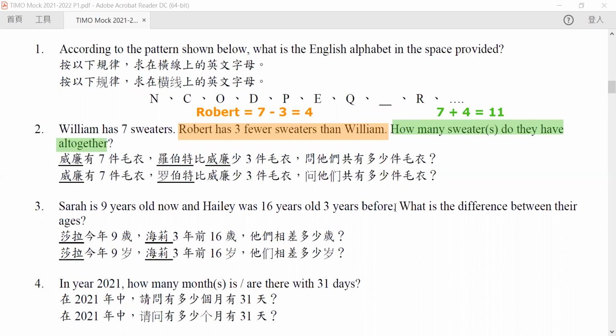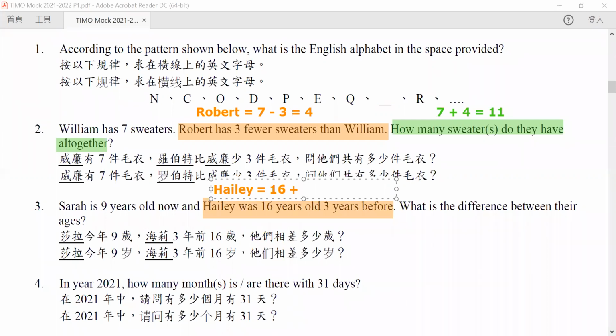So for question number 3. Sarah is 9 years old now, and Hillary was 16 years old 3 years before. What's the difference between their ages? Now, again, since we have a statement like this, Hillary was 16 years old 3 years before. So what is her age now? We can easily calculate it because it is 16 years old, 3 years before.